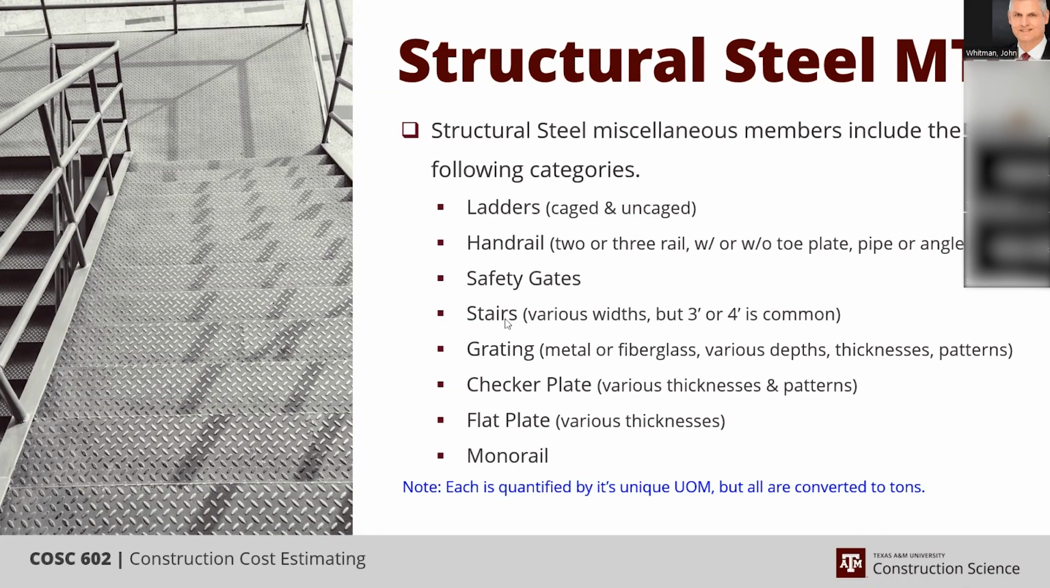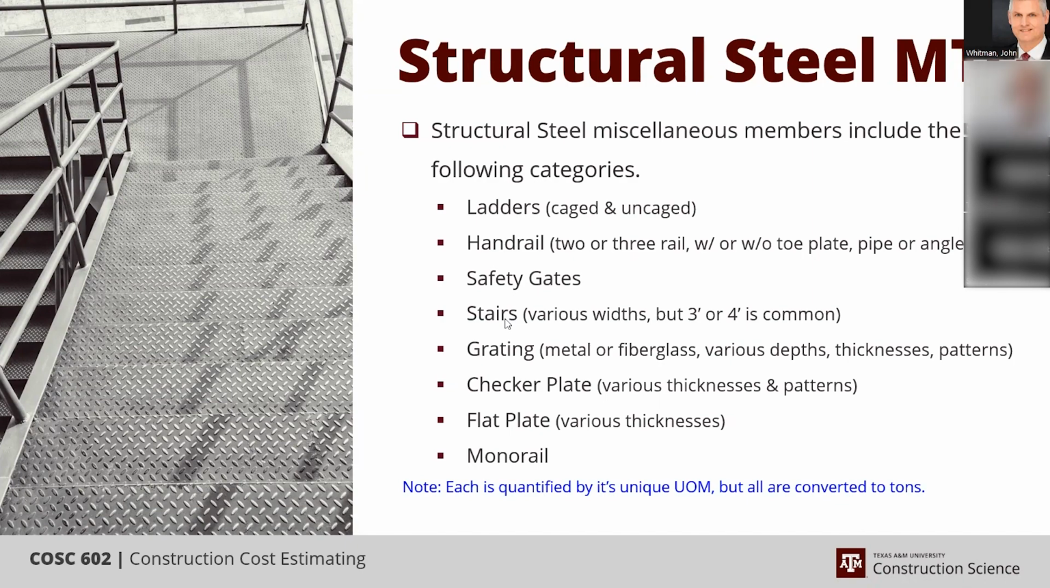The rest of them are pretty straightforward. It's the ladders per lineal foot, handrails, lineal foot, safety gates are each, grating, checker plate, and flat plate are all square foot, and monorail lineal foot.